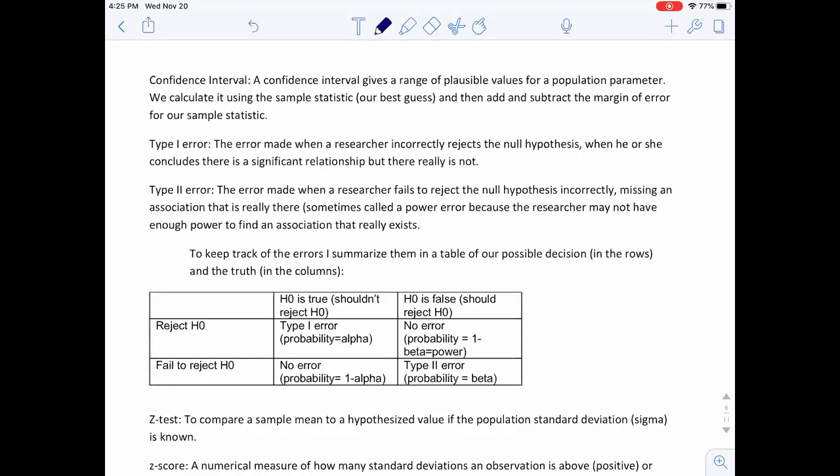If H0 is false, which means I should reject H0, right? Then, and I've rejected it, there's no error, right? That happens with a probability of 1 minus beta, and that's your power. So the definition of your power is correctly rejecting H0, right?